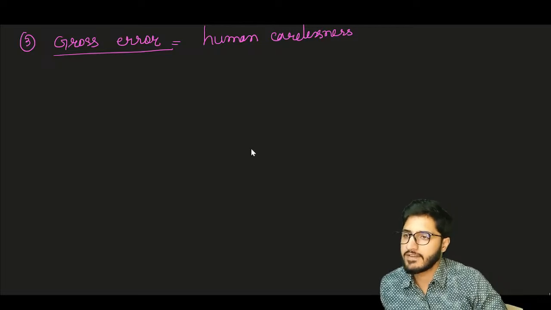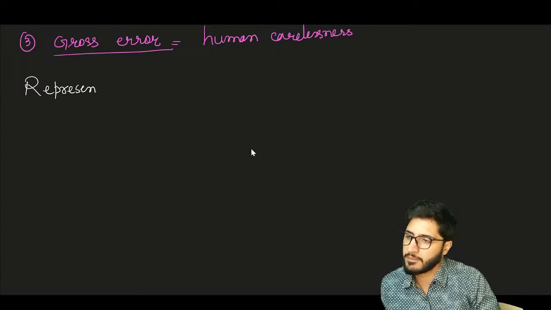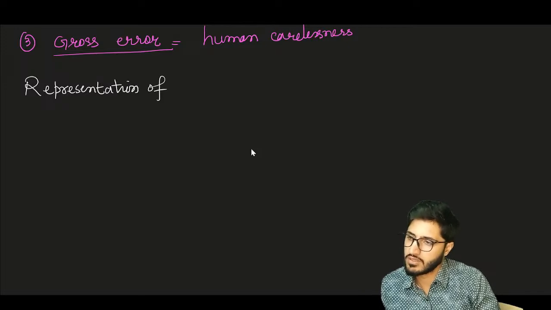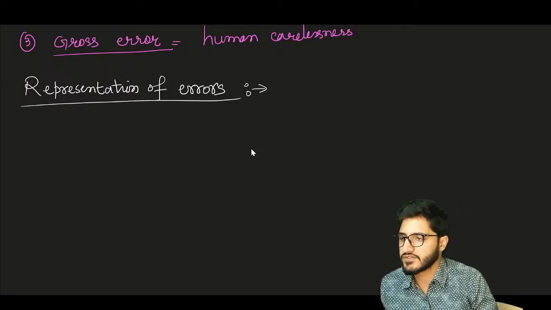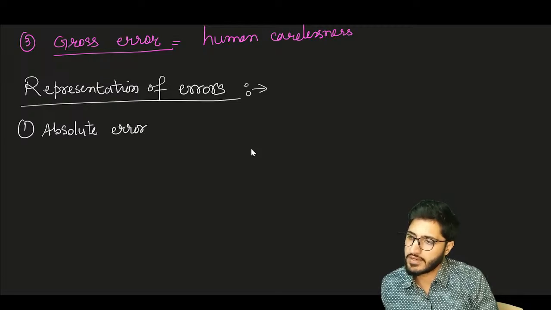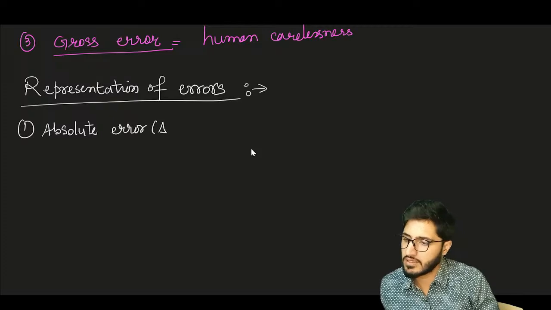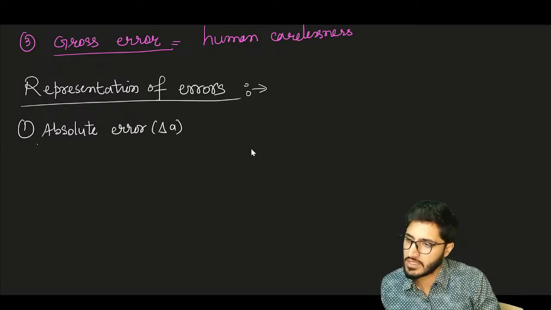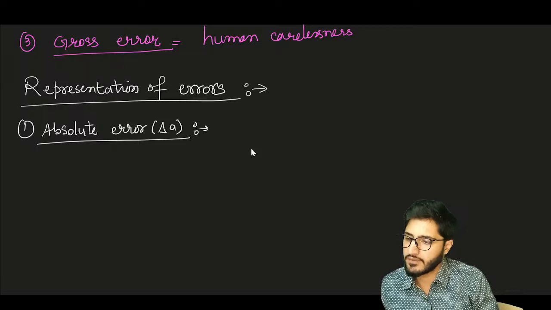Now we are having a thing known as representation of errors. First thing, absolute error, Delta A. It is an absolute error.